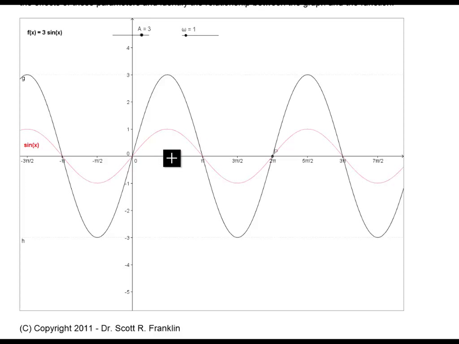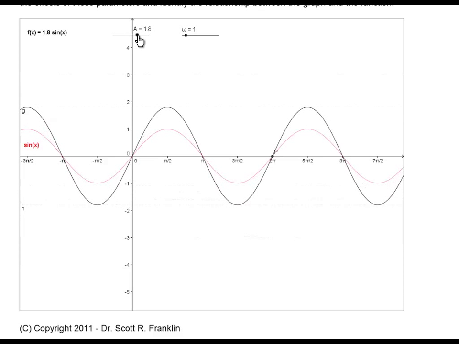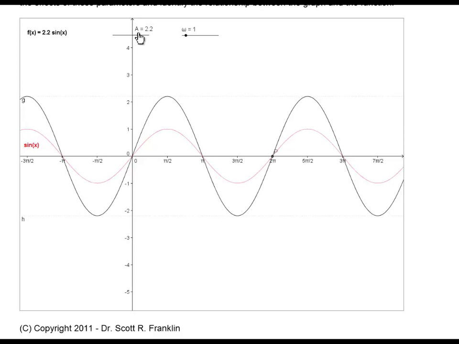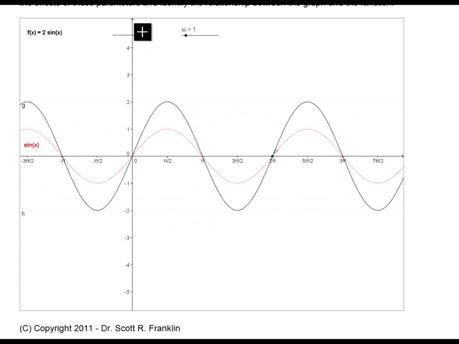What effect did it have? Well, it made it taller, but where are the x-intercepts? Same spot, right? Boom, boom, boom, boom. It's the lowest point and the highest point that changed. What happens if I drag this down to 2? The highest point becomes 2, the lowest point becomes negative 2. In effect, it is how high above the x-axis the curve now goes.